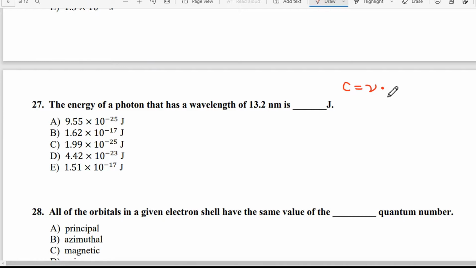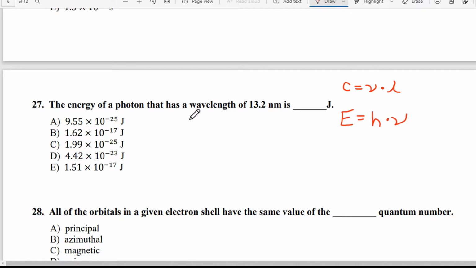And then after nu, there's going to be lambda, right? And lambda looks like a cursive L, but that's your wavelength, basically. It actually kind of looks like a wave. So frequency times wavelength is equal to the speed of light. The other one is energy is equal to Planck's constant, h, times the frequency.